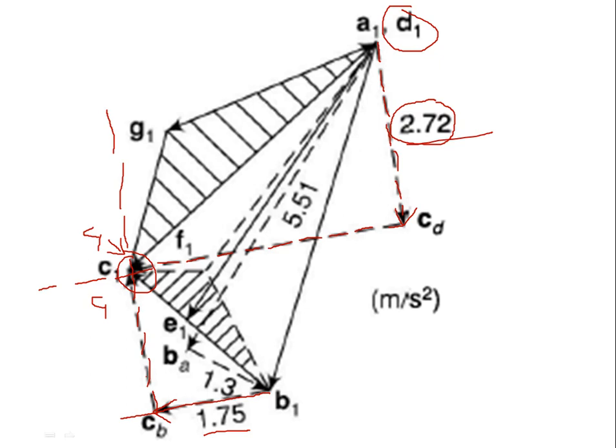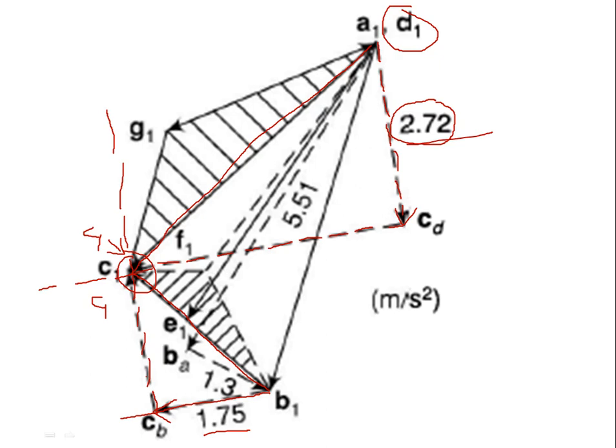So you get the point C1 now. Once you get point C1, you can draw a line from B1 to C1. So this becomes B1 C1. Similarly, you can draw a line from D1 to C1. So you get D1 C1.